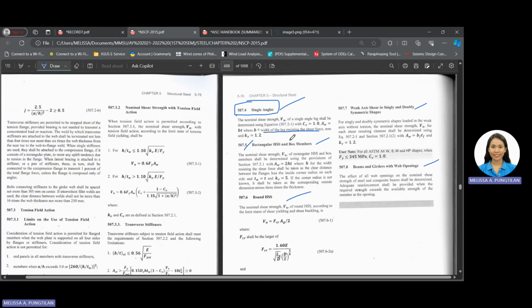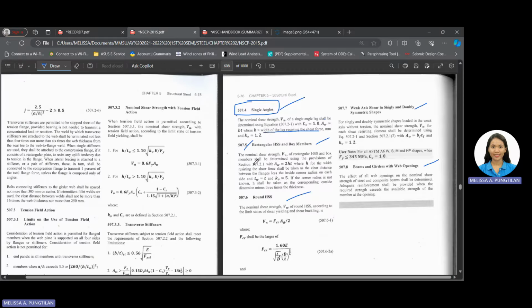Rectangular HSS and box members. The nominal shear strength Vn of rectangular HSS and box members shall be determined using the provision of 507.2, in which Aw, or the area of the web, is equal to 2Ht, where h is the width resisting the shear force, shall be taken as the clear distance between the flanges less the inside corner radius. And if the corner radius is not known, h shall be taken as the corresponding outside dimension minus 3 times the thickness. Okay.